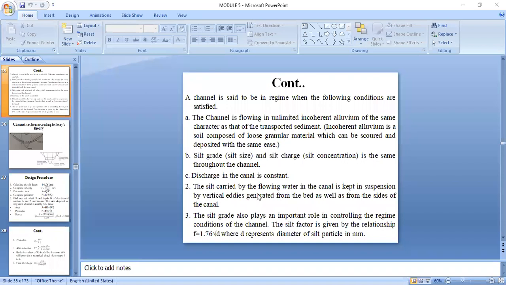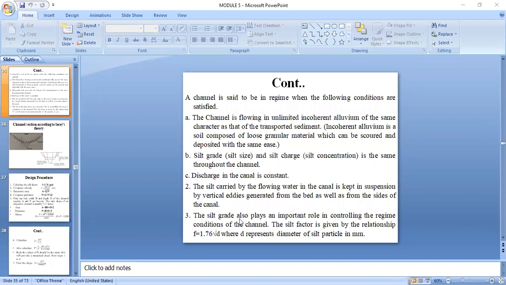These vertical currents or vertical eddies are caused by the frictional force which acts in the opposite direction of flow. It creates vertical currents at the bottom of the canal bed, and they rise gently to the top. These vertical currents are responsible for keeping most of the silt in suspension. So the silt carried by the flowing water in the canal is kept in suspension by vertical eddies generated from the bed as well as from the sides of the canal.